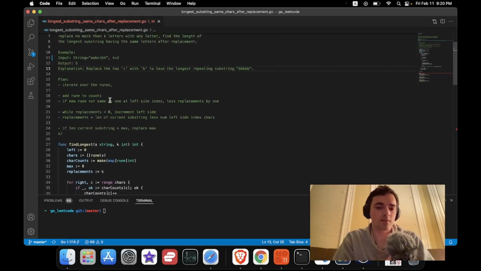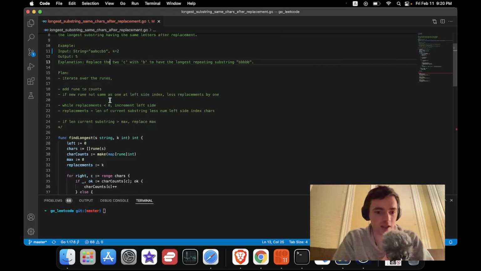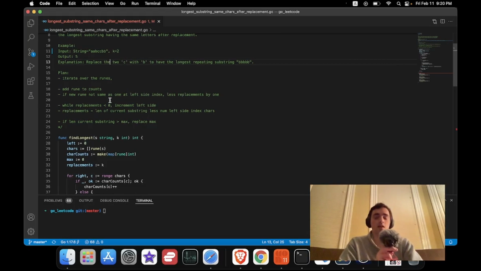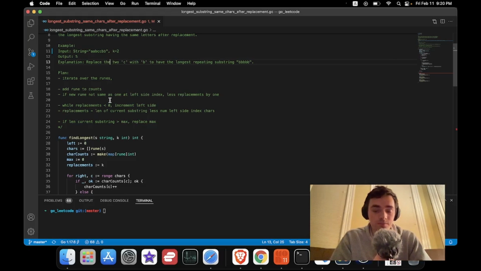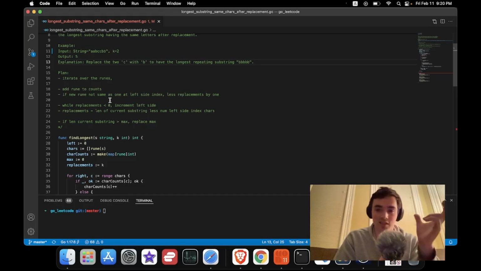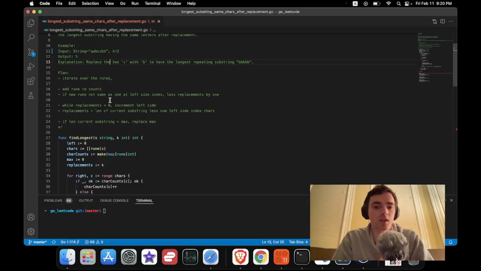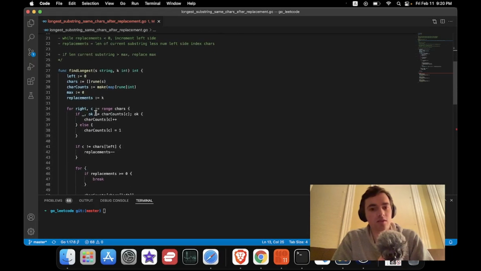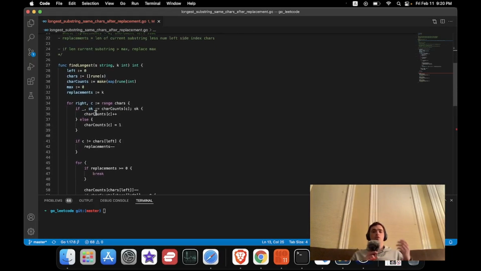So, how to solve this? The approach that I took was to use a variable length sliding window, and then also keeping track of character counts within the current substring or sliding window that I'm using. And in Go, since I'm given a string and I need to iterate over the characters of the string, I first convert it to an array of runes.